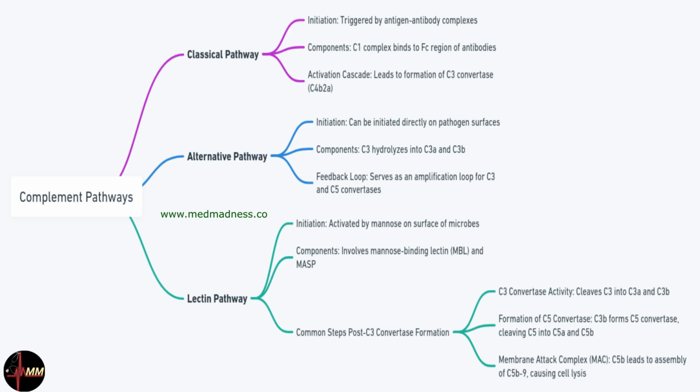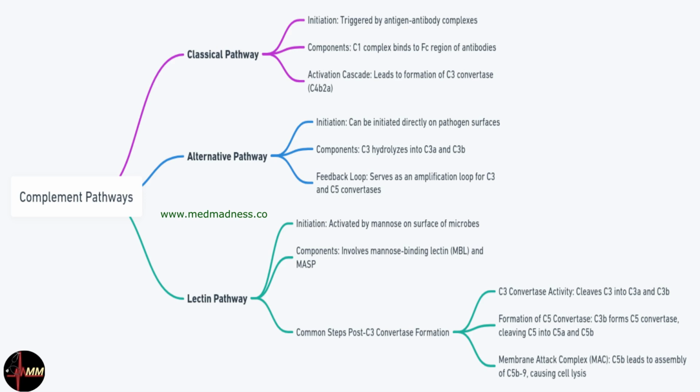Once C3 convertase is formed in any of these pathways, it cleaves C3 into C3a and C3b. C3b then binds further to the convertase to form C5 convertase, which eventually leads to the formation of the membrane attack complex, causing cell lysis.